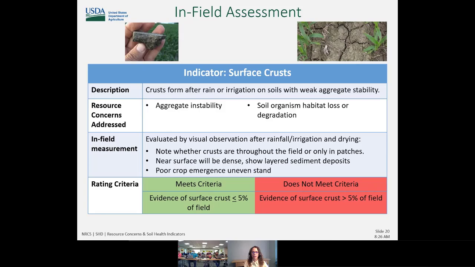So if you have evidence of surface crusts that are less than or equal to 5% of the field, then you're meeting the criteria, and the indicator does not meet the criteria if there is greater than 5% of the field in soil crusting.